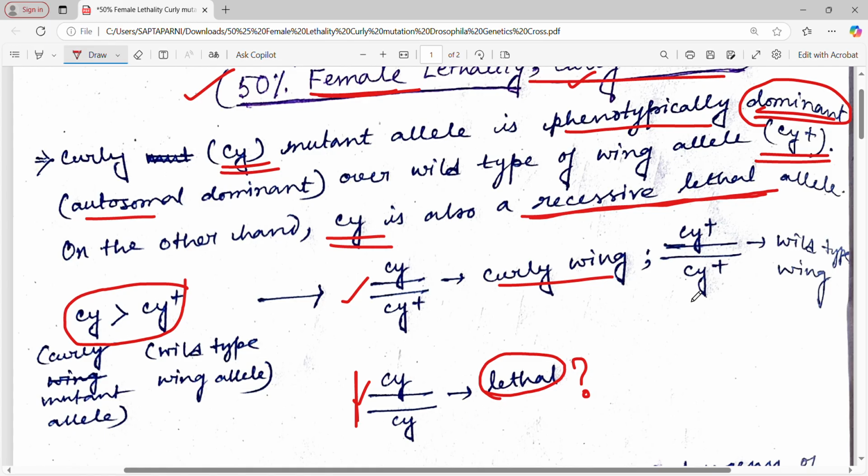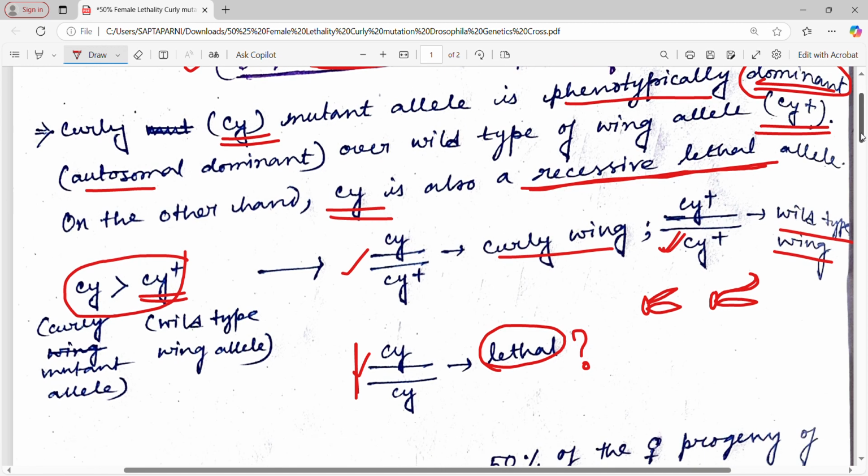And as we know that CY plus is recessive to CY, obviously in homozygous recessive condition CY plus will show wild type wing. In wild type wing we can see that Drosophila has a normal wing like this, but in case of Carli phenotype we can see that the wing is curled backwardly. Got it? So this is all about Carli mutation.